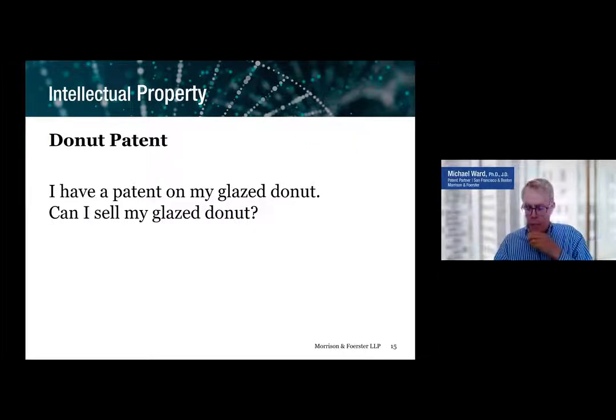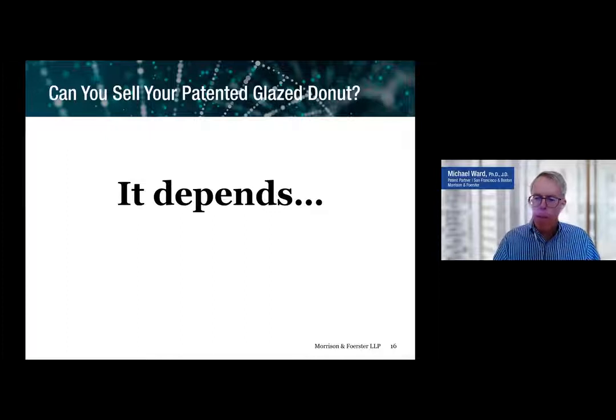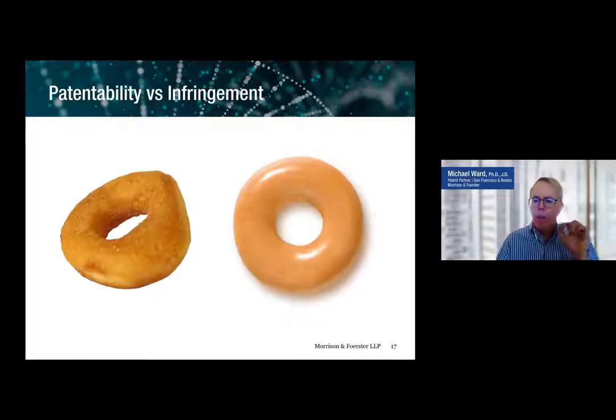Well, what's the answer to that? The answer to that is it depends. What do you mean it depends? What does it depend on? Well, in this particular fact pattern, what it depends on is the fact that there was an earlier donut patent, right? You see a donut on the left, which is an old donut, which didn't have any glaze. In our fact pattern here, there's a patent that covers the donut, all right? The inventor of the glazed donut comes along and has an improvement on that donut, and he or she is able to get a patent on the glazed donut, all right?